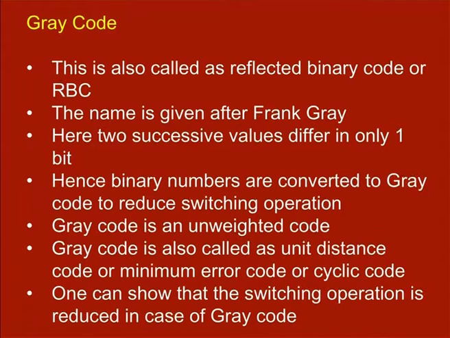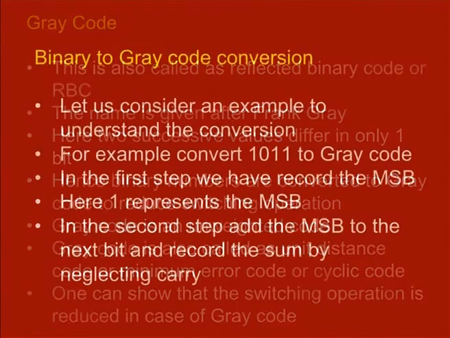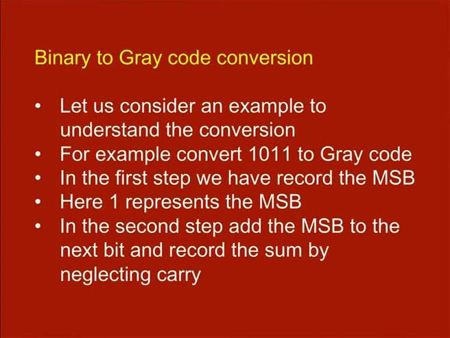Now, gray code is an unweighted code, so there are no weighting factors used in gray code, and it is also called unit distance code, minimum error code or cyclic code. One can show that the switching operation is reduced in the case of gray code. So, let us consider the following example where we convert a binary number to a gray code.